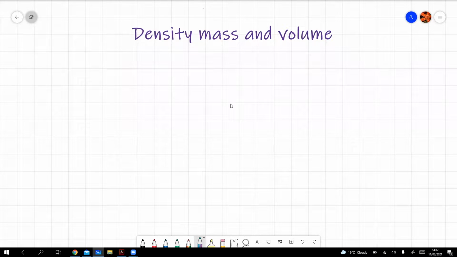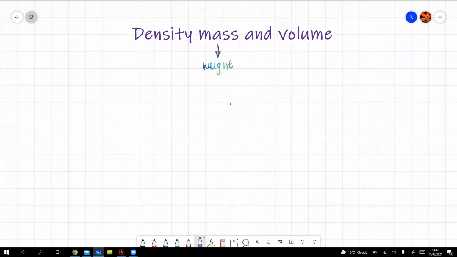Density, mass and volume. In today's lesson, we will be looking at working out density, mass and volume. It is a high-level GCSE topic, so let's have a look. You need to know what density is, what mass is and what volume is. Well, first of all, mass just means weight. And you know what volume is, don't you? Volume is, well, in a 3D shape, you want to know the volume of it.